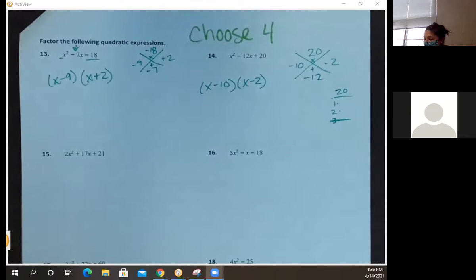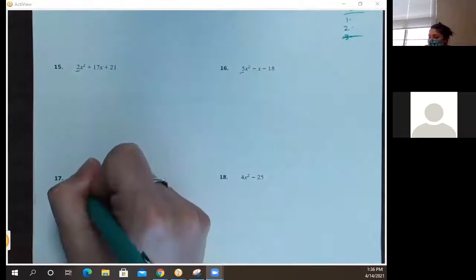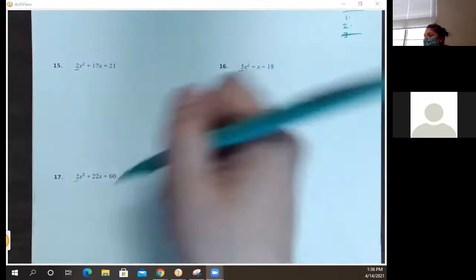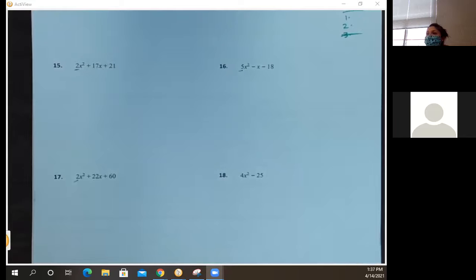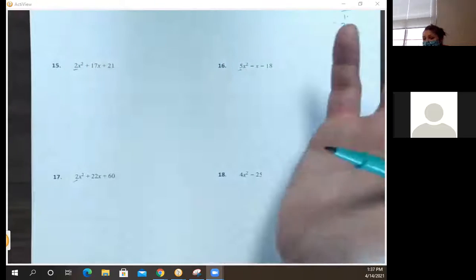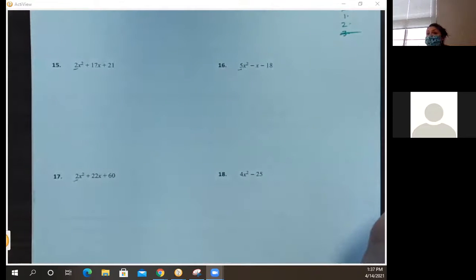Now 15, 16, and 17 all give us a number in front of x squared. That means I need to approach these problems a little bit differently. It's not going to be just factors of c that add to b, okay? Anytime I have a number in front of my x squared term, a lead coefficient that's not 1, the first thing I want you to check is, is it a GCF? Could I evenly divide it out of every other number I see in this problem? So for number 15, my lead coefficient is 2, my a value is 2. Could I take 17 and 21 and evenly divide them by 2? No. So 2 is not a GCF for this problem.